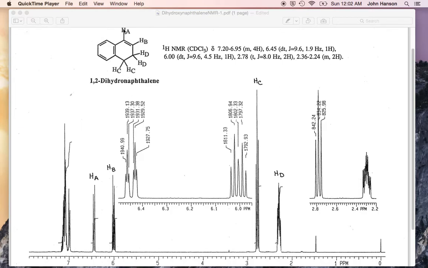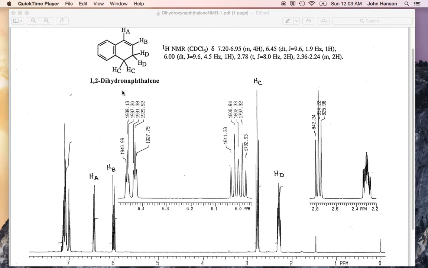So if we look at HA and we say, okay, how many neighbors does it have? Remember, it doesn't have a neighbor over here because there's no hydrogen. So we just go over here and we say, oh, there's HB, 3 bonds away. So it's got 1 neighbor. And if we just stop there, we say, okay, it should be a doublet. And in fact, if you look at this blow up, it looks like it sort of is a doublet. But when you zoom in, you say, wow, it's not really a doublet, it's like a double triplet.